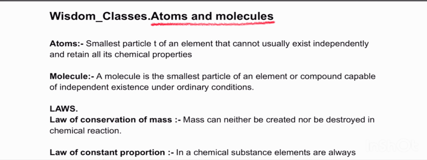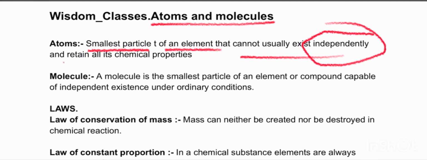What is an atom? An atom is the smallest particle of an element that cannot usually exist independently in nature and retains all its chemical properties. So it cannot independently exist in nature. It is the smallest particle of matter, of an element. Every element is made up of matter, and that matter is made up of atoms and molecules.